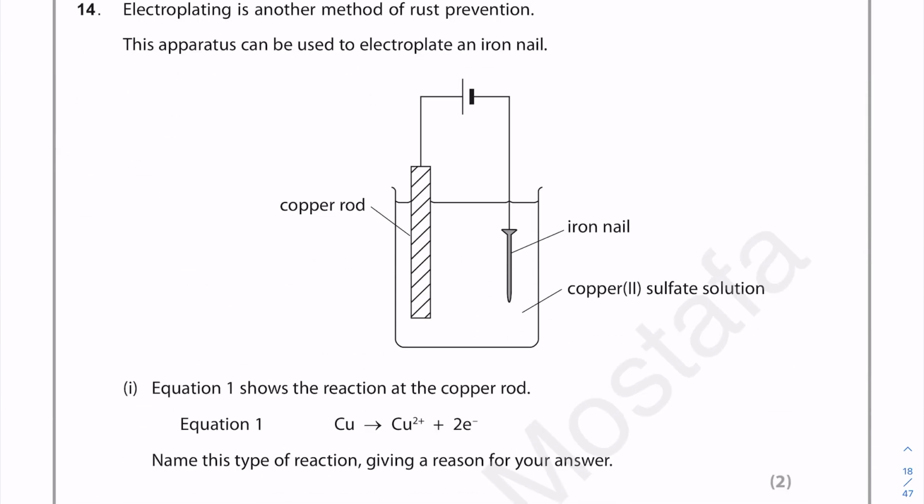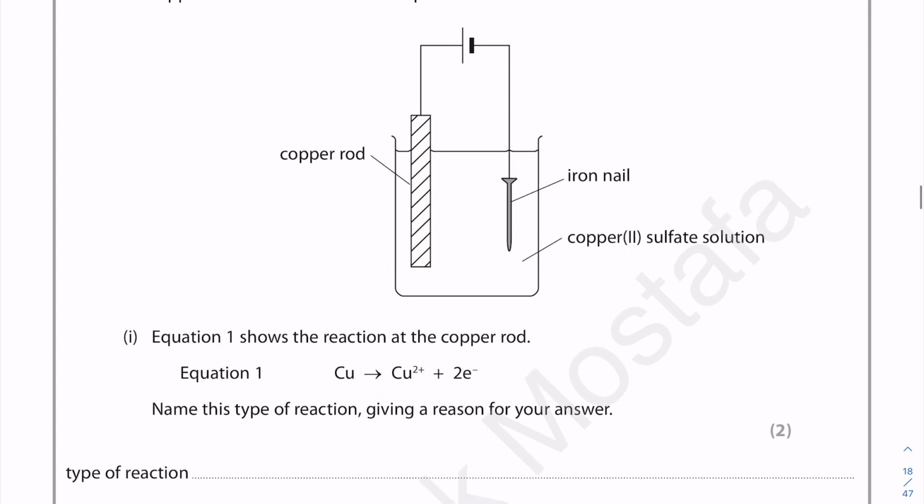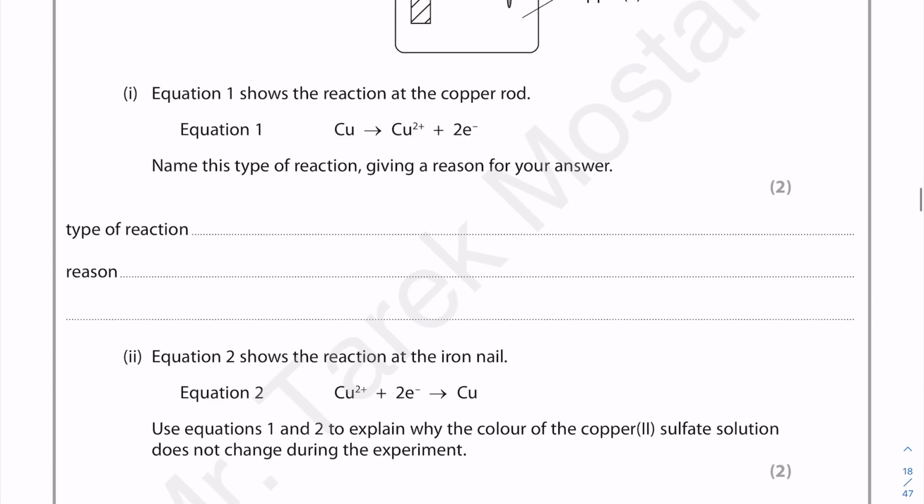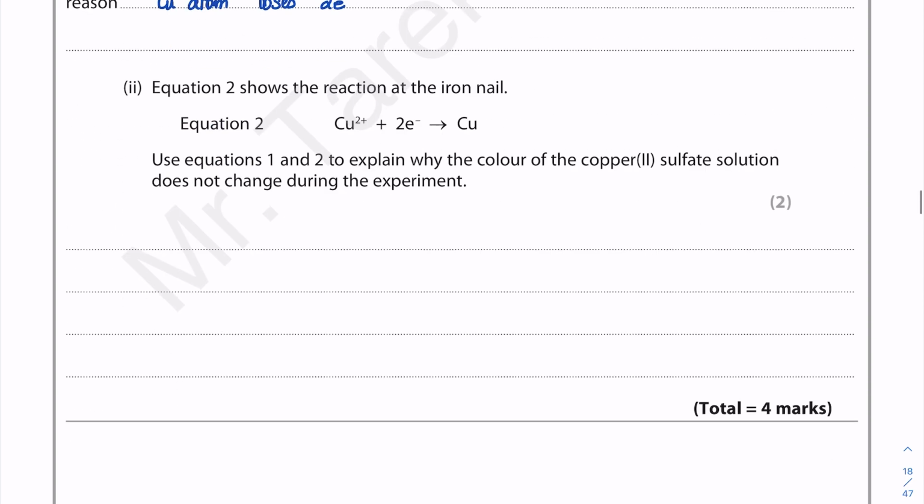Question 14. Electroplating is another method of rust prevention. Apparatus can be used to electroplate an iron nail. Equation number 1. Show the reaction that occurs at the copper rod اللي هو على الشمال اللي هو الانود. Name this type of reaction. طبعا لأن فيها losing electrons و losing electrons is called oxidation. يبقى هنا نقول oxidation. والreason عشان losing electrons. يعني هنا copper atom loses 2 electrons. ممكن تقول copper atom loses electrons بس.